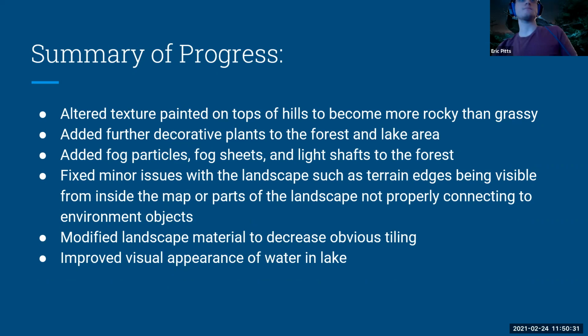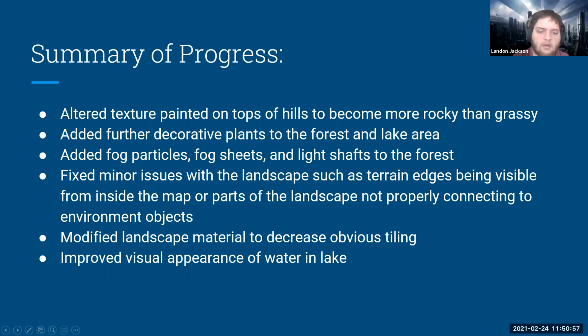Okay. So first we altered texture painted on the hills to become more rocky and grassy. We noticed that they were grassy, so we wanted to change that to give it a more mountainy feel. We added further decorative plants to the forest and lake area. We felt we needed a couple more plants in our lake area to make it distinct from the forest. We added fog particles, fog sheets, and light shafts to the forest. We put some God rays in, so we're going to be looking at that during the demo.